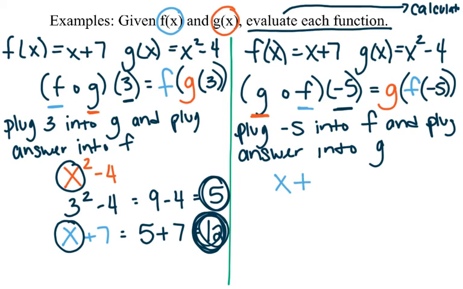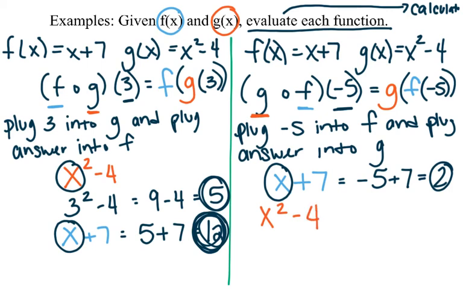Okay, so the first thing we're going to work with is the F equation. The F equation is X plus 7. So I'm going to replace this X with a negative 5. So negative 5 plus 7 is 2. I'm going to take that answer and plug it into G.